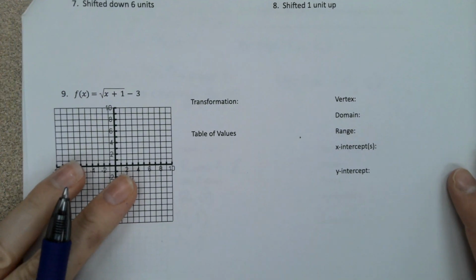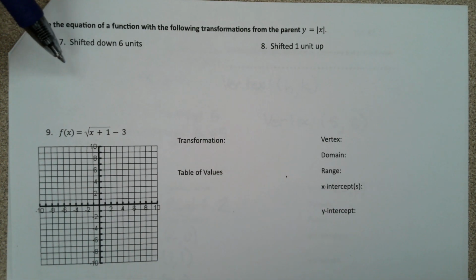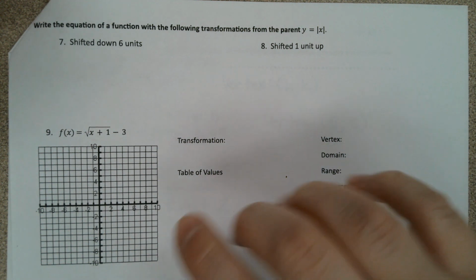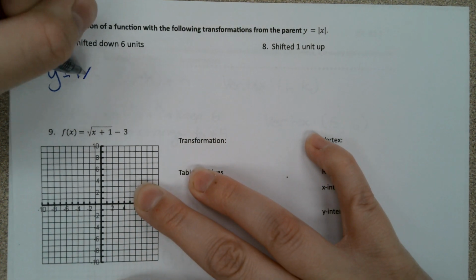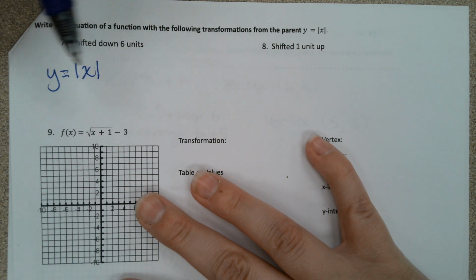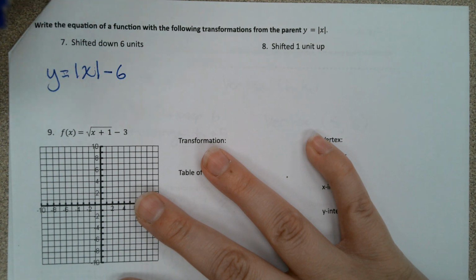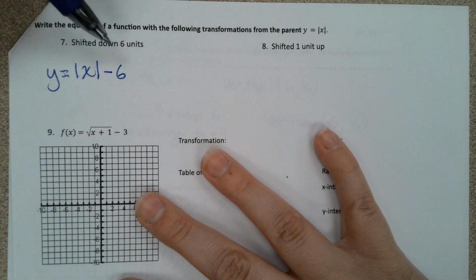Last page. Write the equation of a function with the following transformations from the parent graph y equals the absolute value of x. So here we want to show that it shifts down 6 units. Y equals absolute value of x. If you haven't already caught on, for up and down, these numbers are outside of the x, not inside the symbol with it. So down 6 is -6. Again, for up or down, we don't change the sign here. It's exactly as you would think. So if it says down, it's a -6.